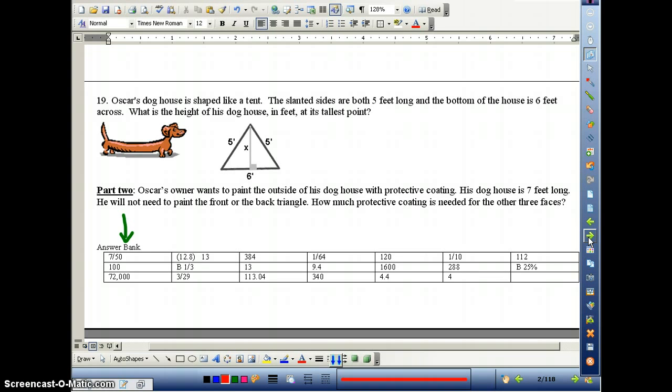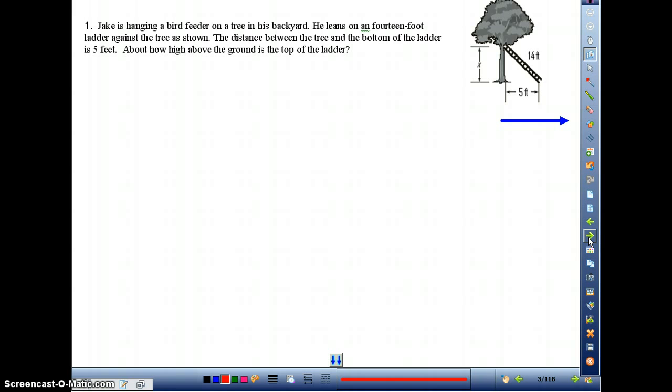My goal is to go through all 20 questions in under 15 minutes, so this is going to go fast. You may need to pause this as we're going along, all right? Let's get started. Question number 1.